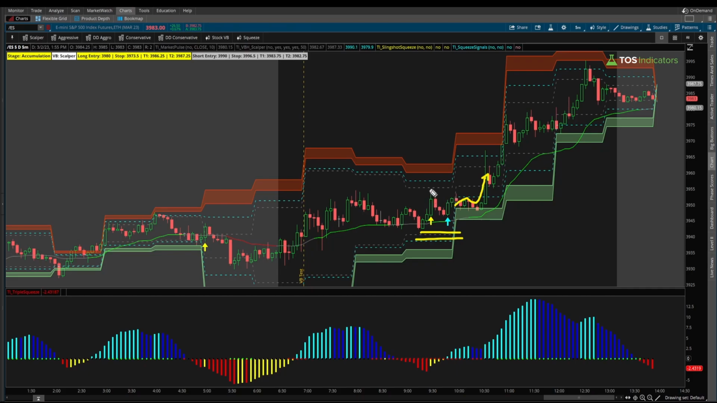Now, in terms of the target, we like to use the Volatility Box's target line from the hour in which the trade triggers. So for example, on that 5-minute chart, if you're playing this on the 5-minute, this would be the target we're looking at.